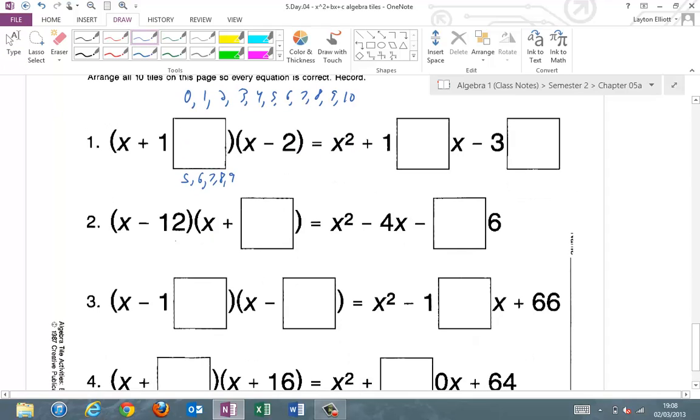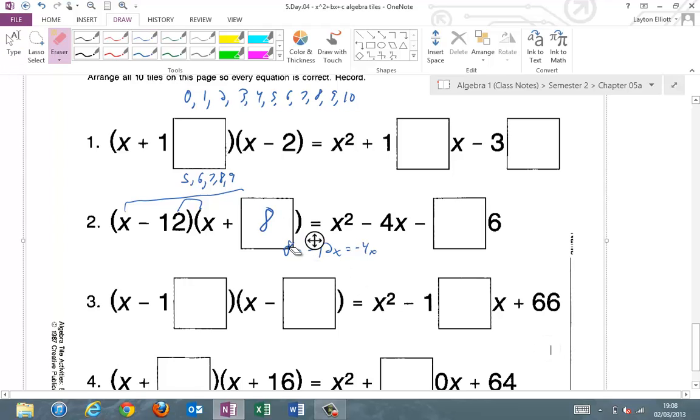Let's check number 2. 12 times something is equal to something times 6, and it differs to become a 4x. Well, this is going to tell us what that something is. If I go outer and inner, I know something times x minus 12x is equal to negative 4x, which means that I want that to be an 8x, because 8x minus 12x is equal to negative 4x.